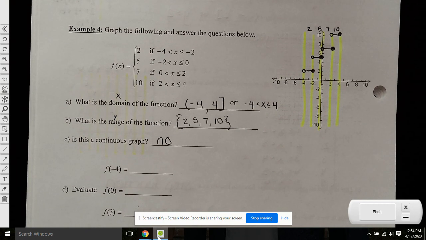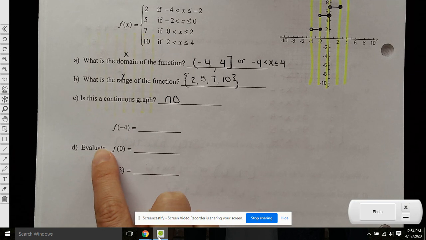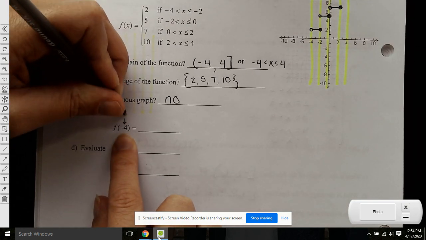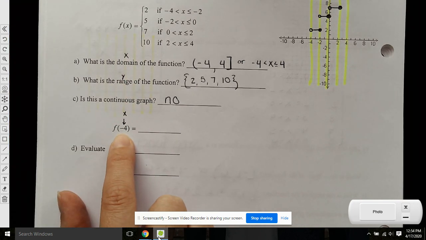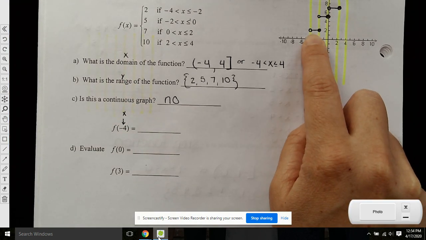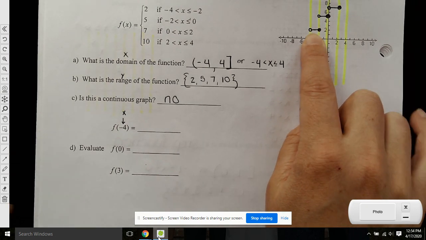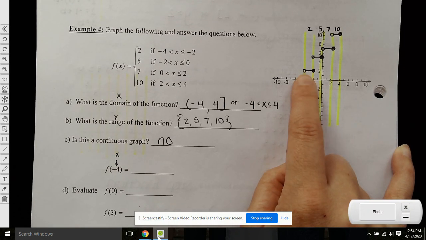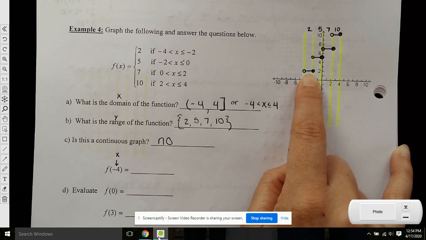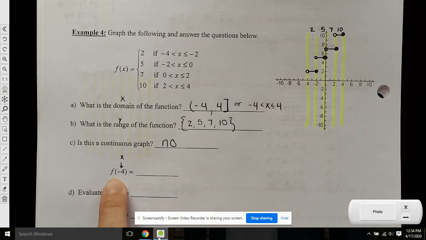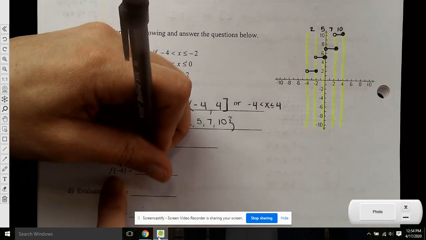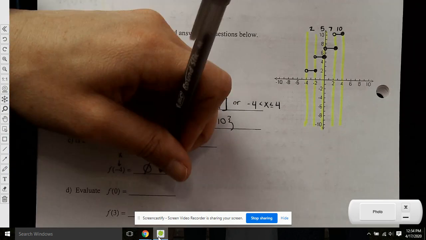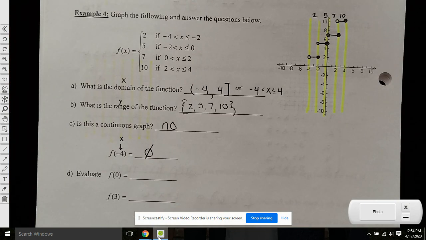And now what we haven't done yet in these videos is evaluating. So if I'm looking for f of -4, remember this is my x value. If I'm looking for f of -4, here's -4. Notice I have this open circle. That does not mean that the value of f of -4 is 2. It means that there is no value of f of -4. So if you're looking for f of -4, you actually have no solution. Maybe it's undefined. I'm just going to leave it at no solution for right now.